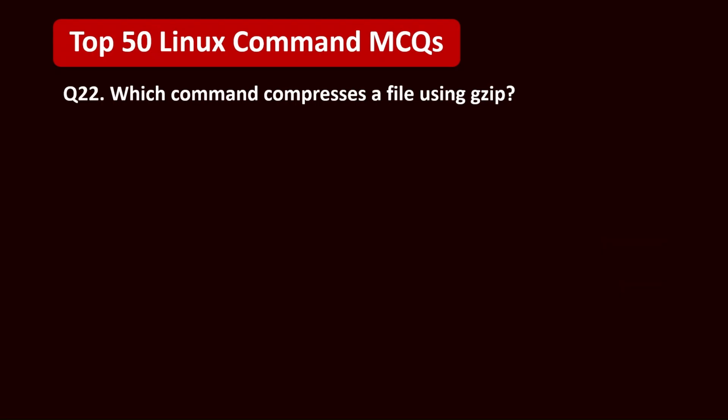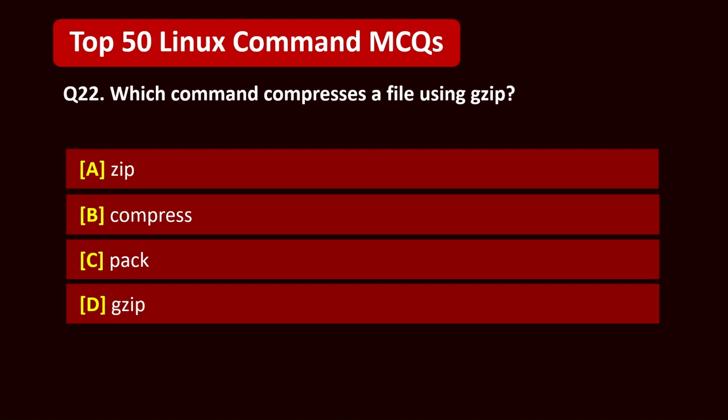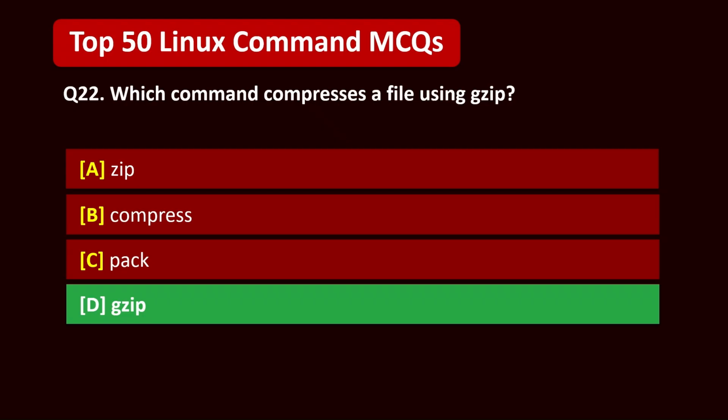Question 22. Which command compresses a file using gzip? A, zip, B, compress, C, pack, D, gzip. 5, 4, 3, 2, 1. Correct answer is D, gzip.